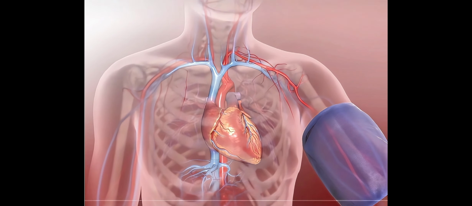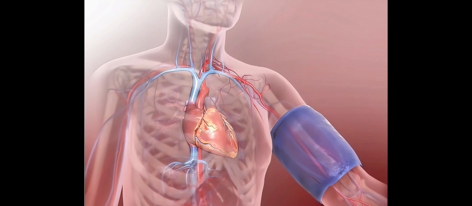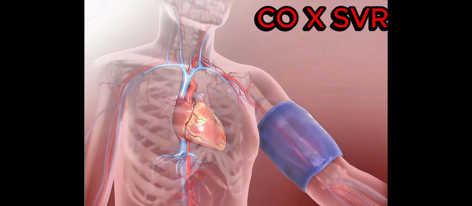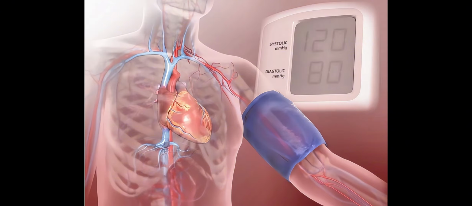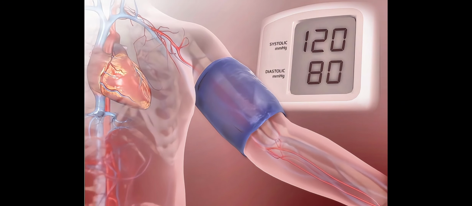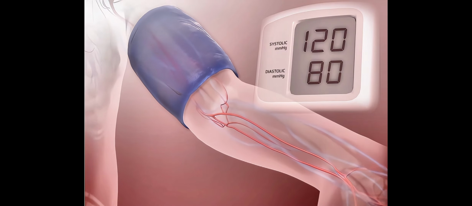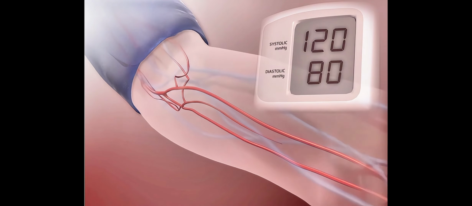All right, let's talk some blood pressure. So how do we get to blood pressure? Two numbers, systolic and diastolic. Cardiac output times systemic vascular resistance is the calculation used to determine blood pressure. The top number, the systolic number, is the pressure inside the system when the ventricles contract. The bottom number is that pressure when the ventricles are relaxed.